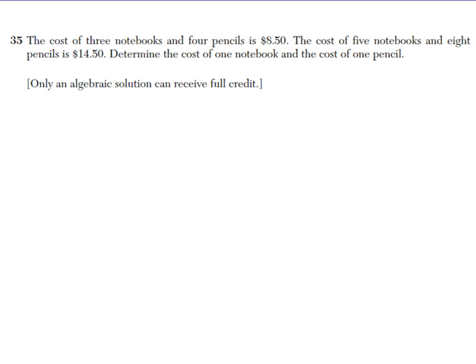By the way this question is worded, we can tell that it's going to be a system of equations question. So we have 3 notebooks. Think of that as 3n. And we have 4 pencils. So 3n plus 4p equals 850, right? 3 notebooks plus 4 pencils is going to cost you $8.50. So that's going to be one of our equations.